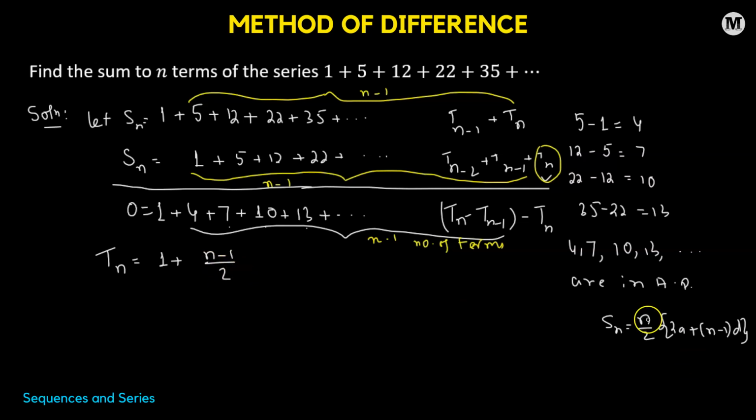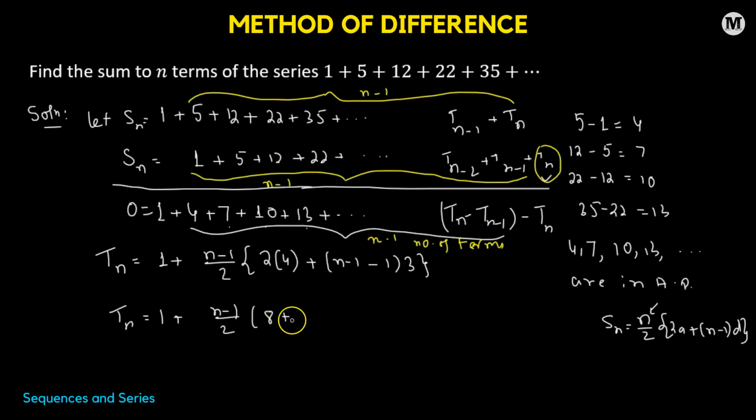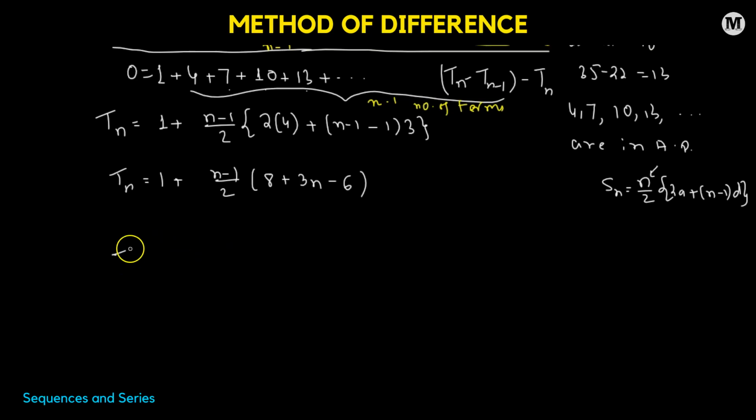All we have to do is replace this n with n minus 1, because this n represents the total number of terms. This will get multiplied to 2 times the first term, 4, added to (n minus 1), that's the number of terms minus 1, multiplied to the common difference, which is 3. So we have Tn equals 1 added to (n minus 1)/2 multiplied to (8 plus 3n minus 6). Further simplification is now going to give us Tn equals 1 added to (n minus 1)/2 multiplied to (3n plus 2).